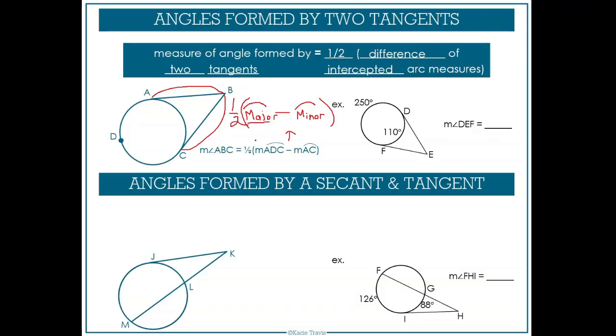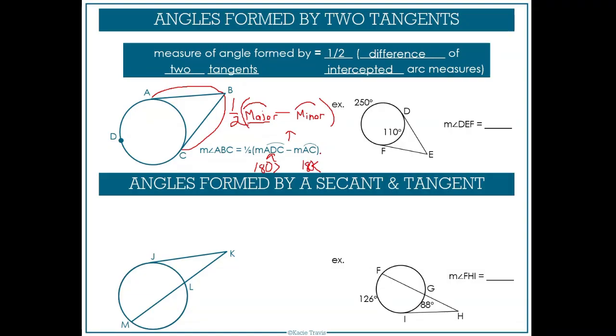Things to remember: a major arc, this is a number that is bigger than 180. So this is greater than 180. I'm adding this context so that you know your major arc will be big. And your minor arc, this is something that is less than 180.